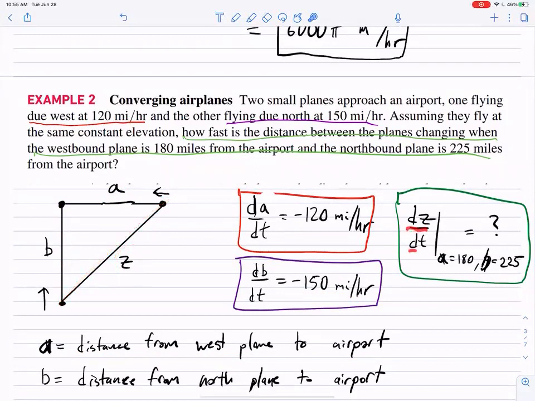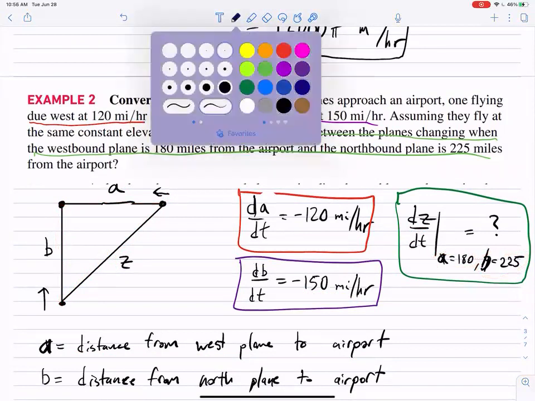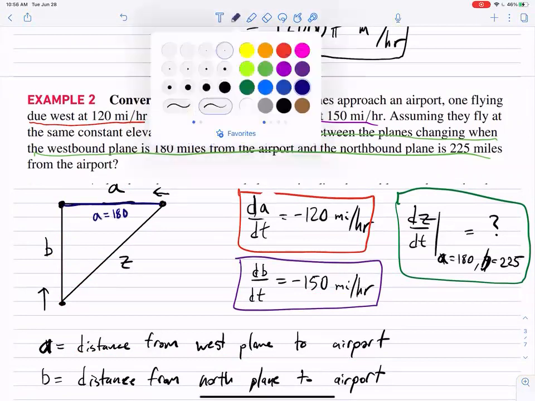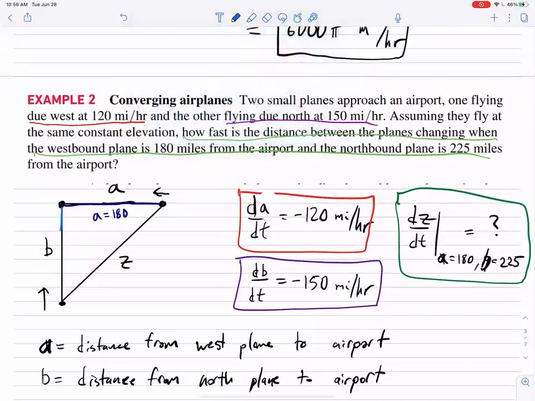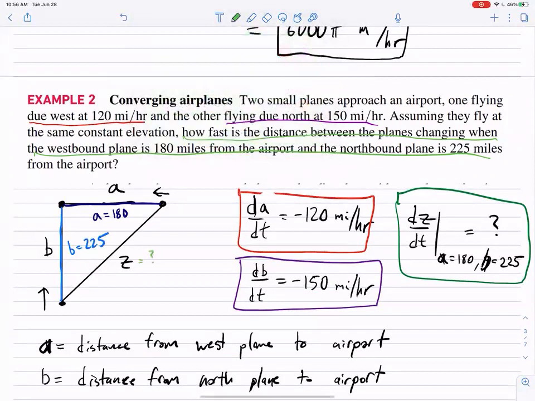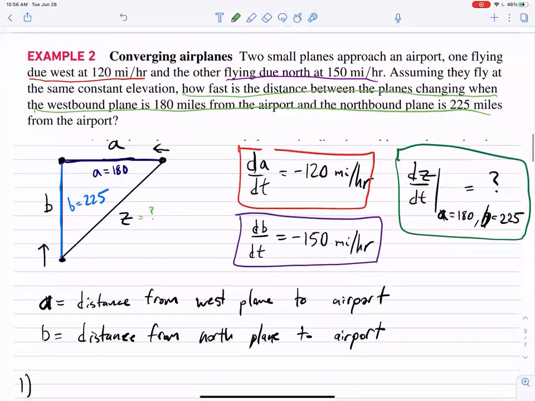And so dz/dt, we want to know what that is, right? But we want to know it specifically when a, this distance, is 180, and when b, this distance, is 225. And maybe I'll even label those. Let me do it in blue. So I want it when a is equal to 180, and when this distance b is 225. I want to know what this distance is. What is z when a is 180 and b is 225?